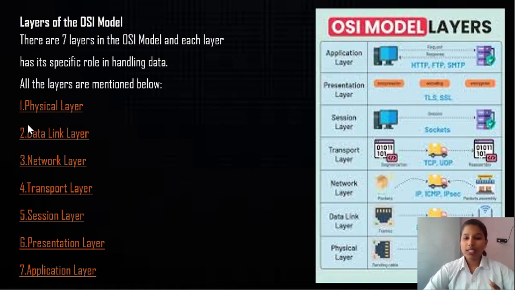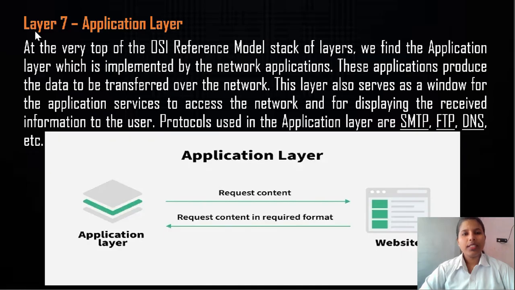Each layer has its own specification. From the bottom, they are the physical layer, data link layer, network layer, transport layer, session layer, presentation layer, and application layer. It is easiest to start from the application layer, the user area, which is layer 7. At the very top of the OSI reference model stack, we find the application layer, which is implemented by the network application. This application produces the data to be transferred over the network.